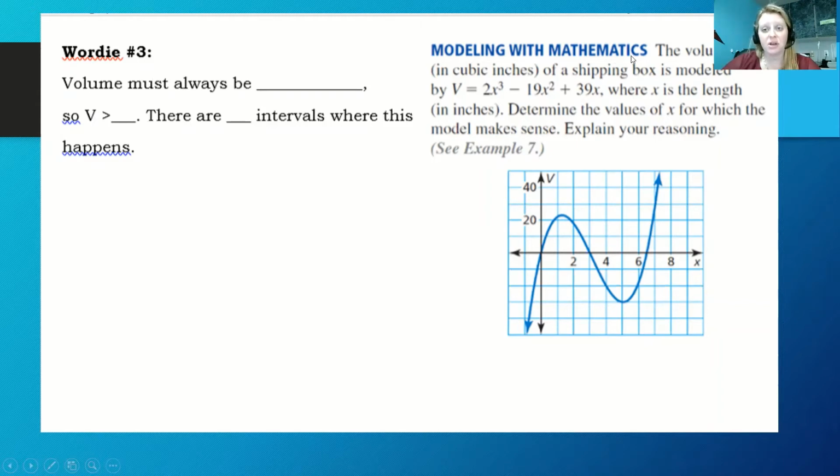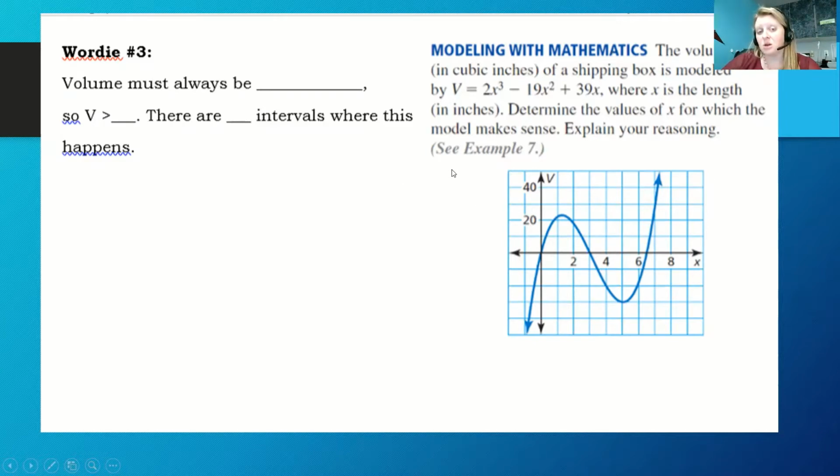All right, so we're going to look at a volume problem and talk about what that looks like whenever we go to answer it. So we have the volume of a box given by this function. X represents the length of the box in inches, and you would need to find all values of X for which this model makes sense.